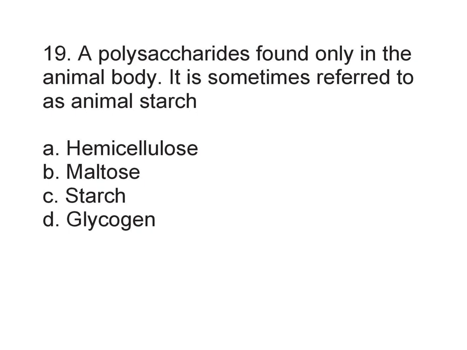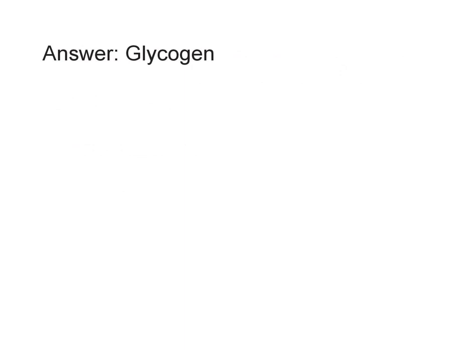Number 19. A polysaccharide found only in the animal body, it is sometimes referred to as animal starch. A. Hemicellulose, B. Maltose, C. Starch, D. Glycogen. The answer is glycogen.